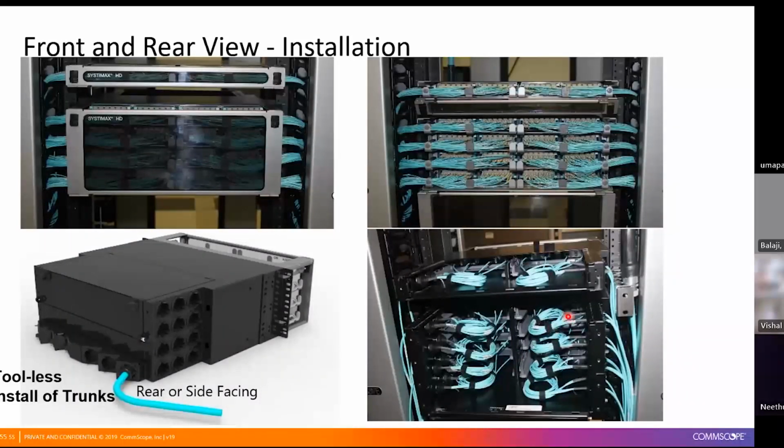Here you can see how many fibers are connected on the front side as well as the rear side, and there is no splicing. All the trunk cables come in, and then you can spool the remaining cable and connect all your MPO cables into the cassettes. These are the pre-terminated cassettes on the front side.